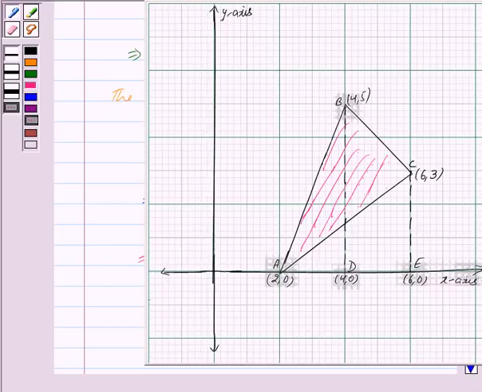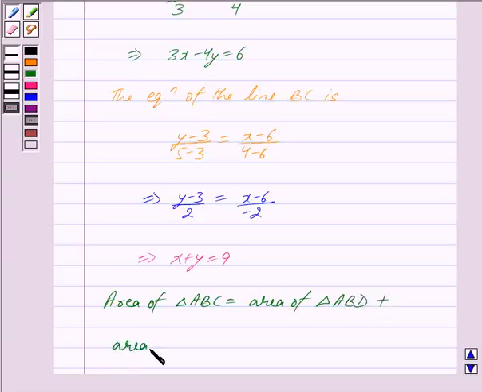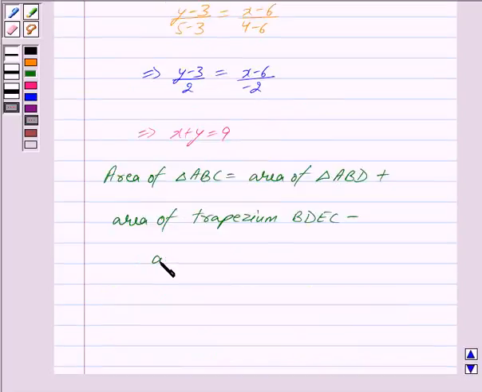Now we have area of triangle ABC is equal to area of triangle ABD plus area of trapezium BDEC minus area of triangle ACE. So we have area of triangle ABC is equal to area of triangle ABD plus area of trapezium BDEC minus area of triangle ACE.